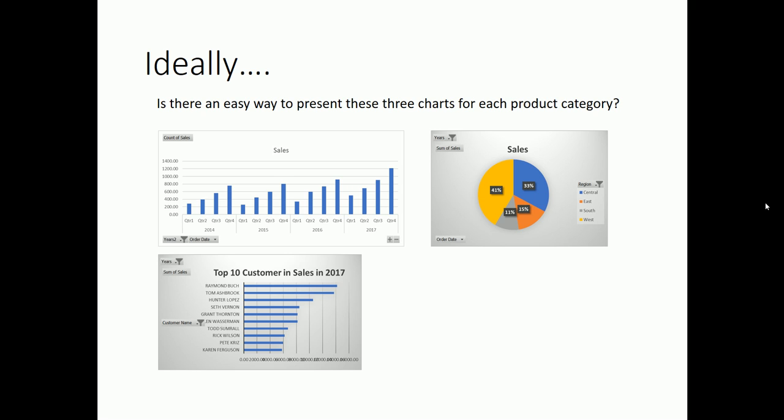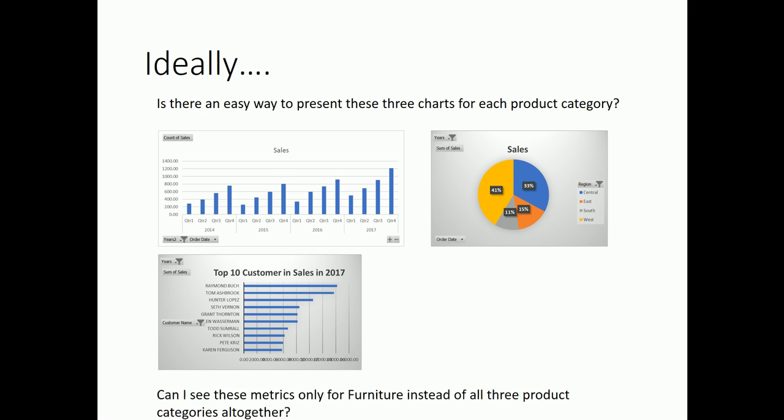But at some point of time, the manager probably asked, can I only see the metrics for furniture instead of all three product categories all together? Well, that will involve changing the pivot table and updating all of the charts, which is pretty cumbersome. It would be great if we can have a menu like this, and the manager can simply click on furniture or office supply or technology, and then the charts get updated automatically.